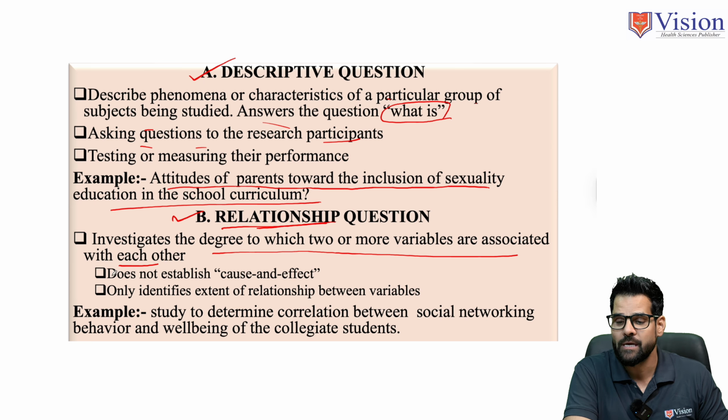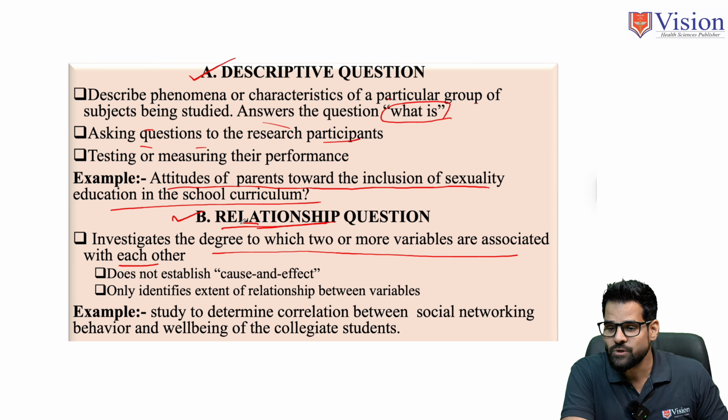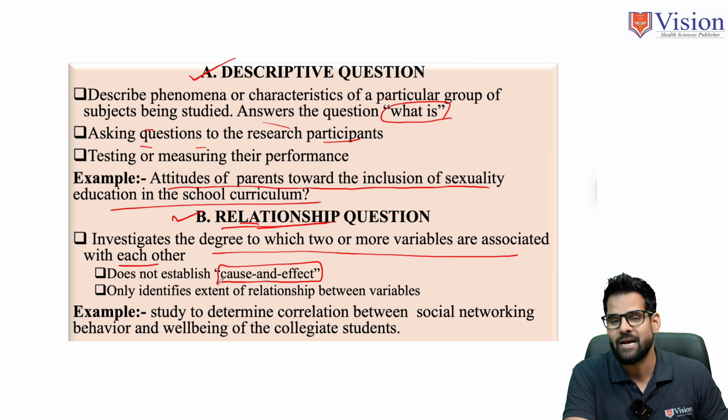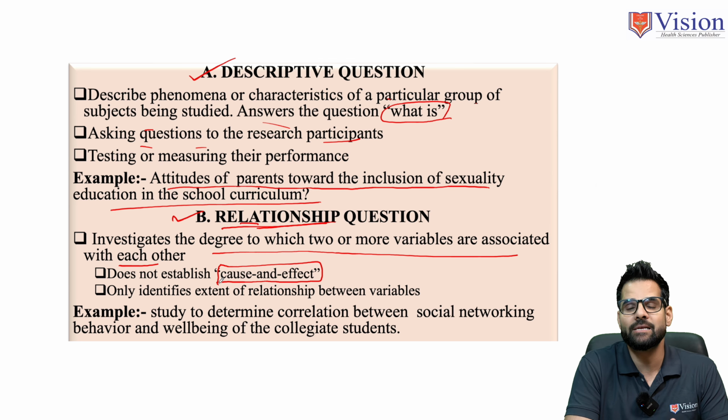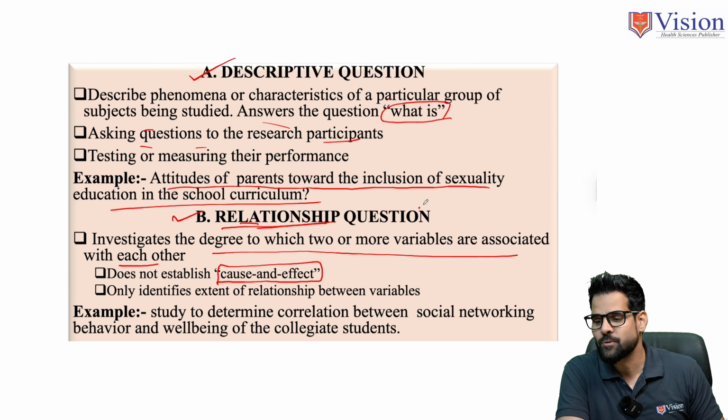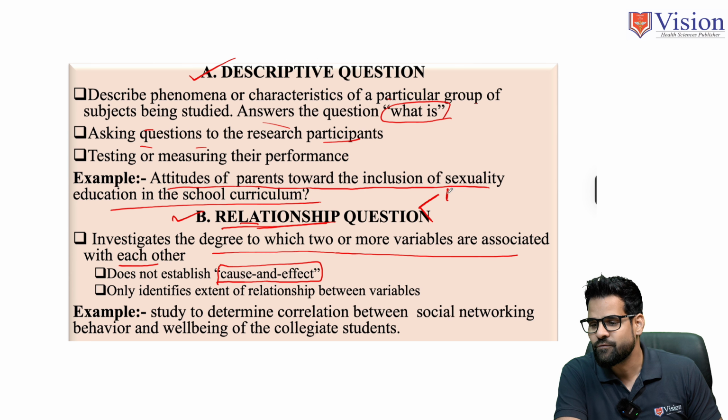But remember one point: a relationship question never establishes a cause and effect relationship. We'll discuss that in subsequent lectures, what exactly the relationship is, because there are two types of relationship we have. One is functional and the second one is causal.